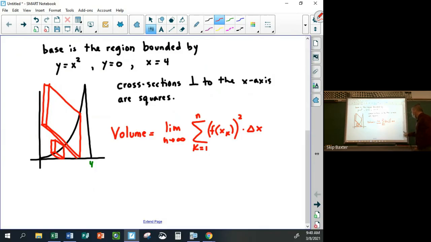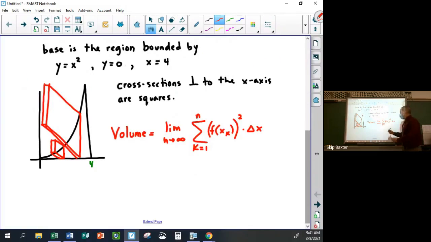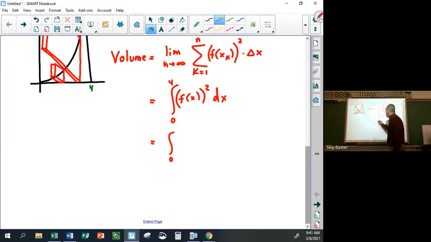But remember what I set up here. You can think of the integration symbol as being the continuous infinite example of this part of it, right? So what this ends up being is the volume is actually equal to the integral from 0 to 4 of f of x squared dx. I know what f of x is, it's just x squared, right? That's the height of the function. So this is really just the integral from 0 to 4 of x squared squared dx. It's just x to the 4th.